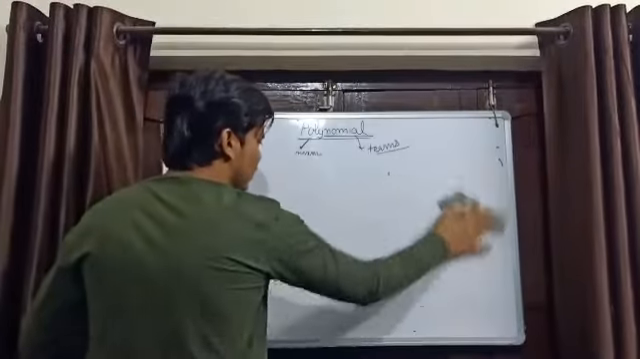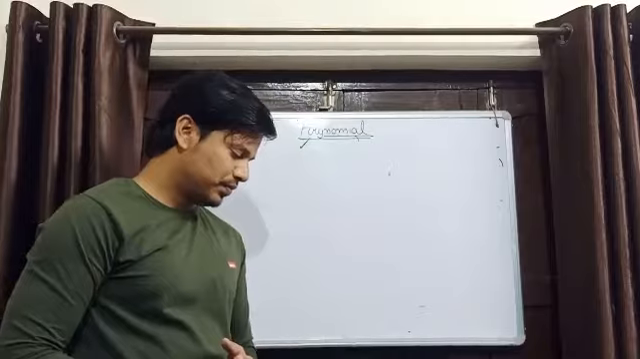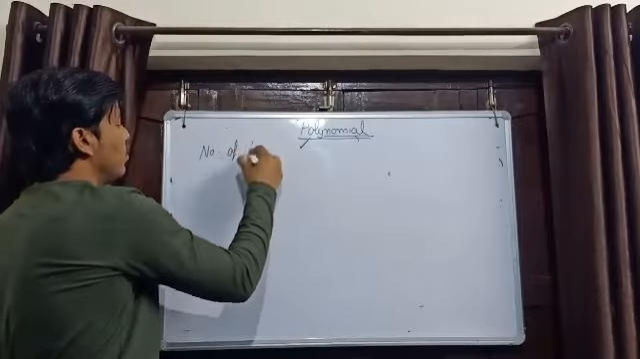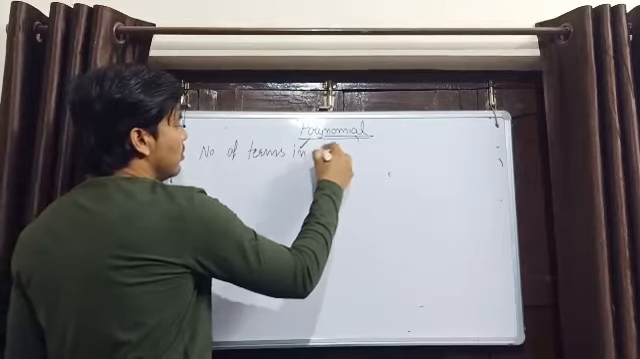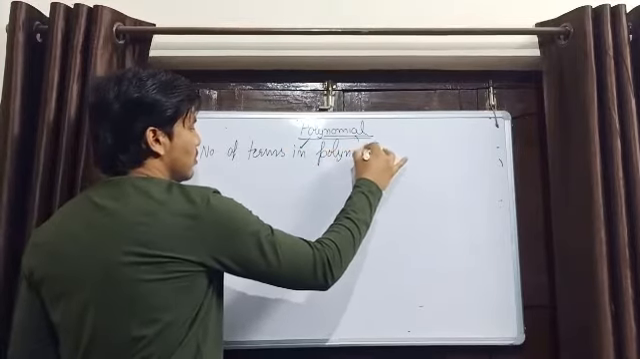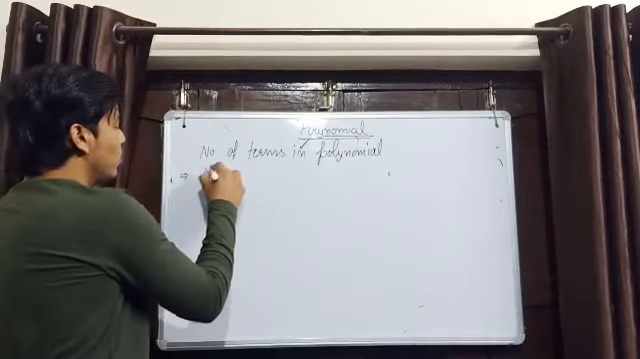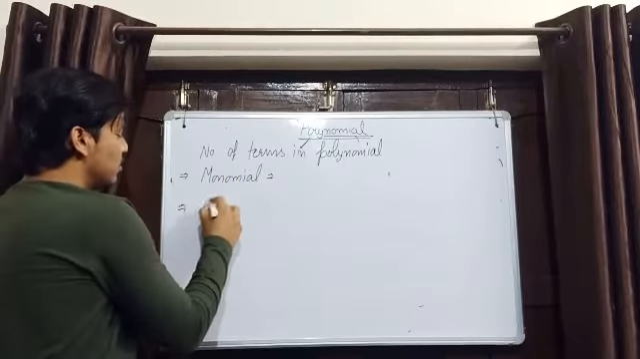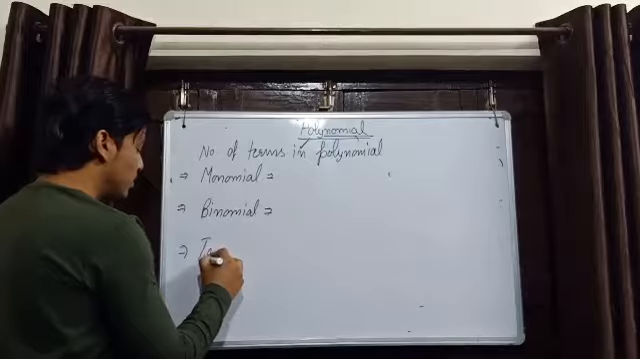Some interesting topics are there. Polynomial means many terms. Now we discuss the number of terms in a polynomial. Number of terms in a polynomial: first is monomial, second is binomial, third is trinomial.